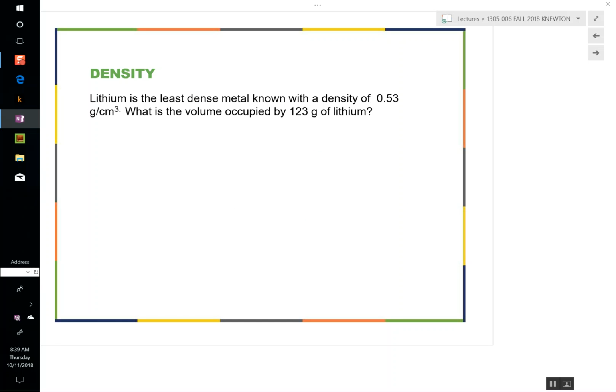Okay, let's do one more together, and then I think there's a third one, and you can do it on your own. Okay, lithium is the least dense metal known with a density of 0.53 grams per cubic centimeter. I'm sorry these units got separated from the numbers. What is the volume occupied by 123 grams of lithium?